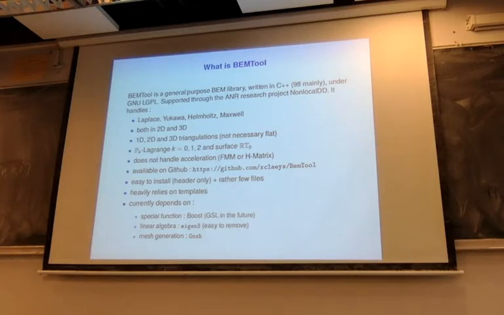It implements Lagrange finite elements for k equals 0, 1, 2, but 0 and 1, and especially 1, is the most useful one. You should not use P2 Lagrange finite elements on a polygonal triangulation. And also the lowest order surface Raviart-Thomas elements to deal with Maxwell's equations.